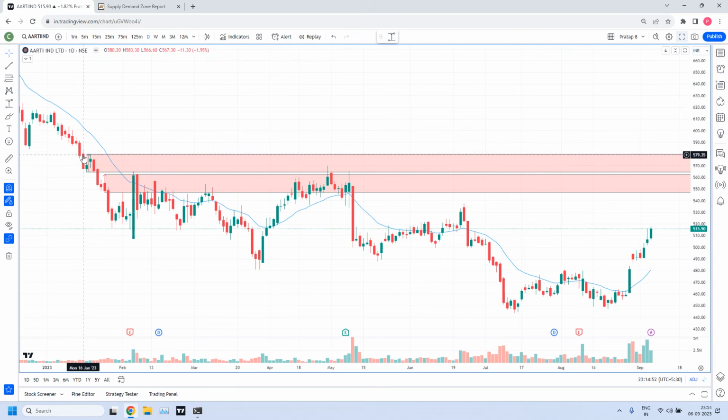Here there is a drop, base candles, and leg out. See here, it just went and touched the supply zone. Maybe there could be so many pending orders here which are pushing the price down.